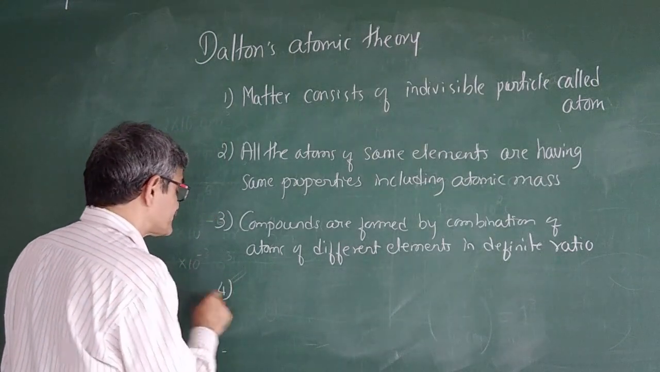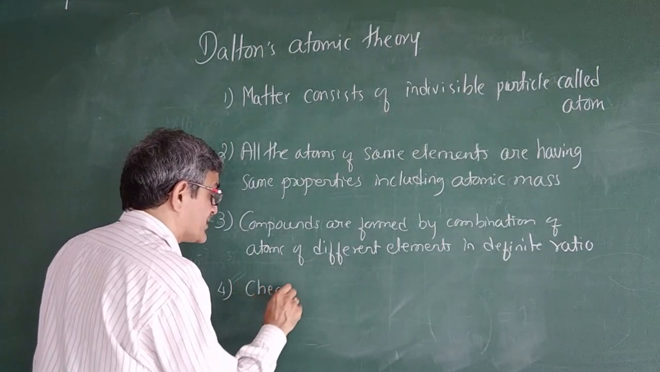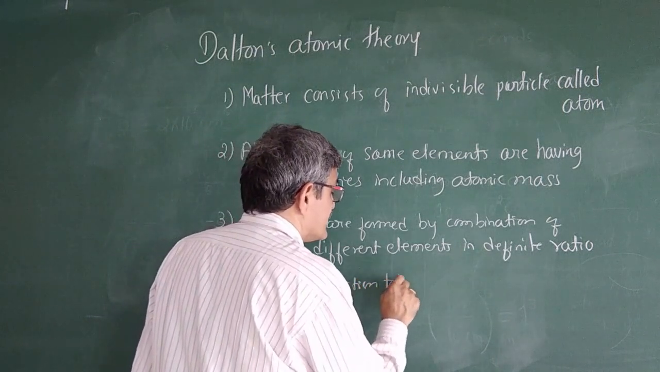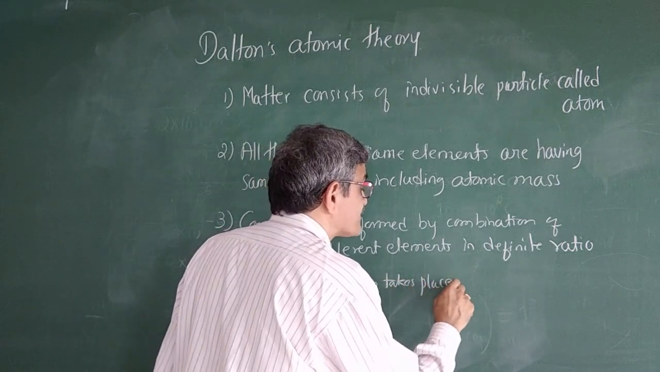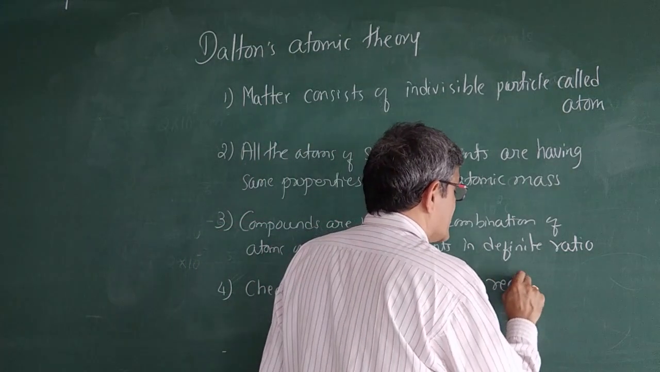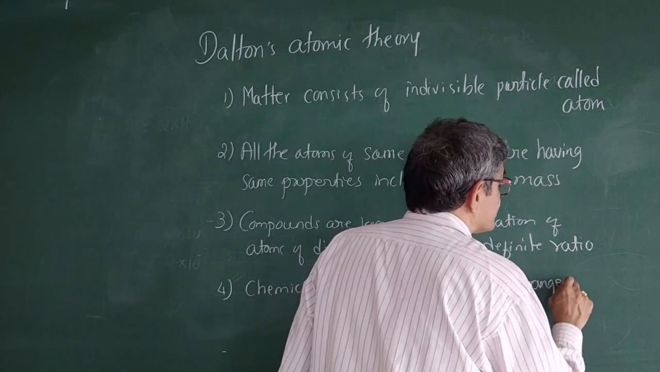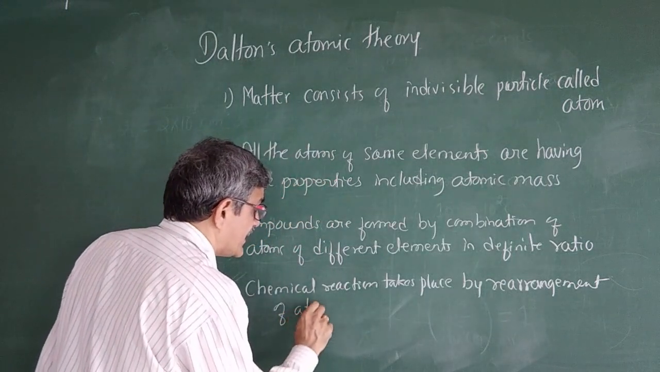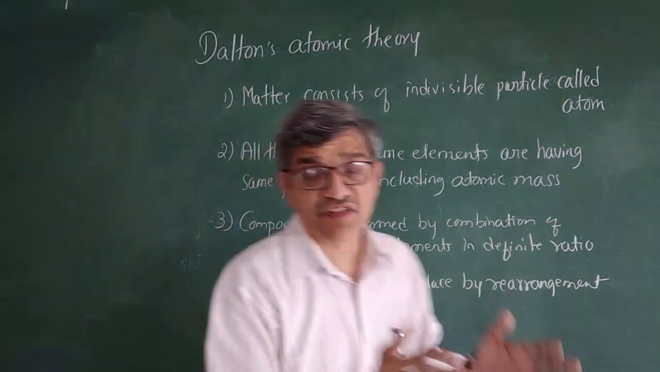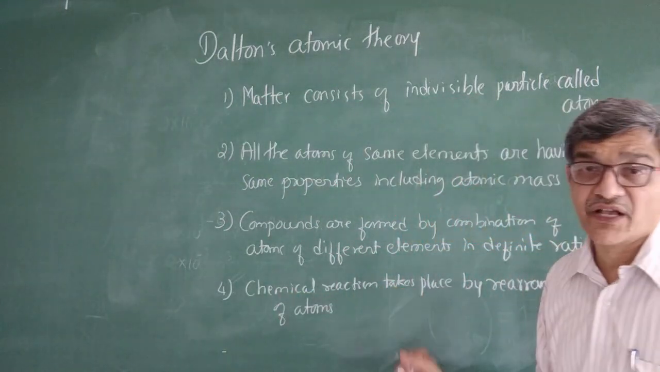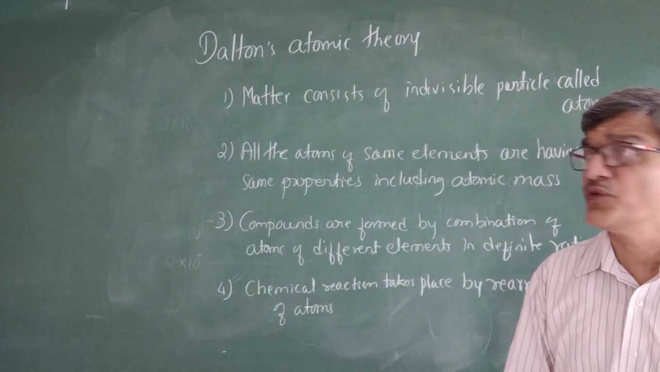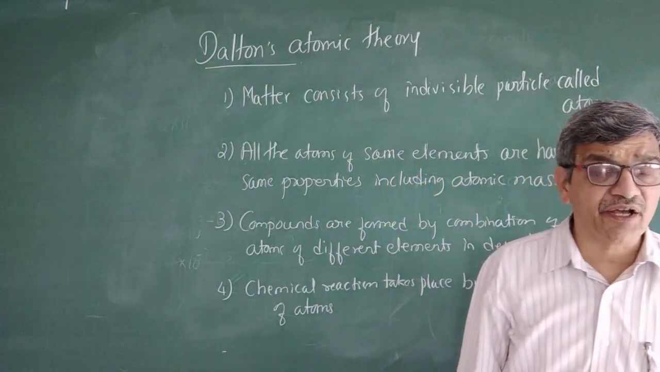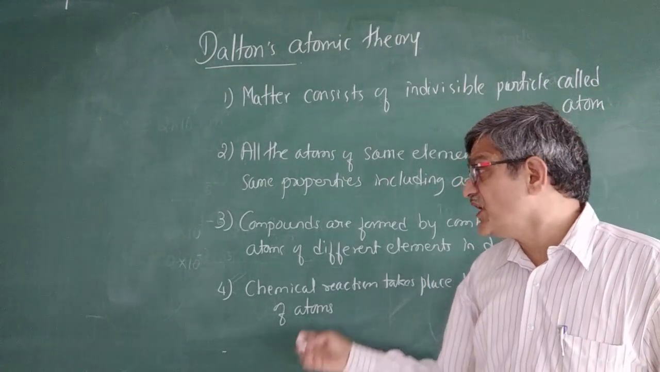Then the fourth one, chemical reaction takes place by rearrangement of atoms. Atoms change and fit together to give the chemical reaction. So these are the four postulates given by Dalton. Therefore that is known as Dalton's atomic theory. Okay. So this is the Dalton's atomic theory.